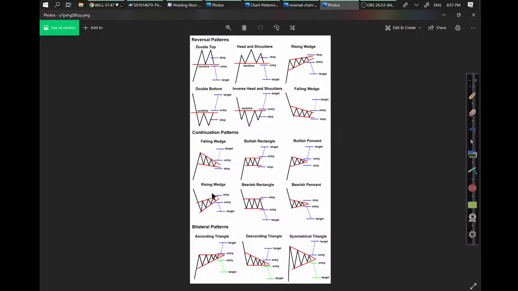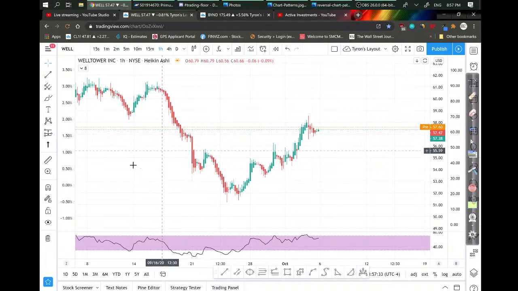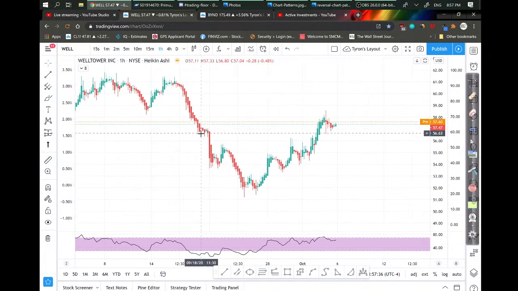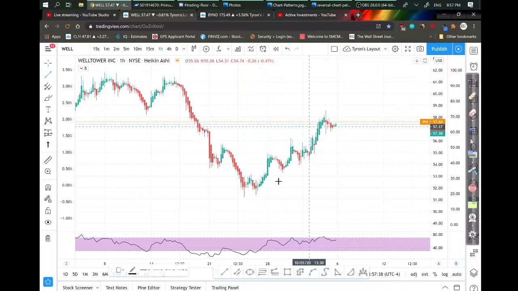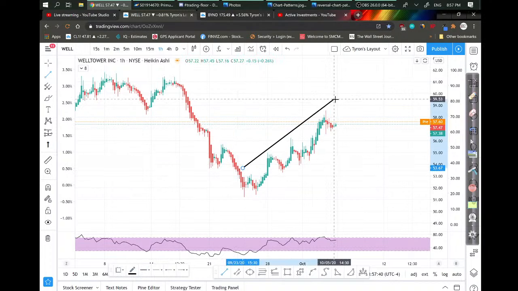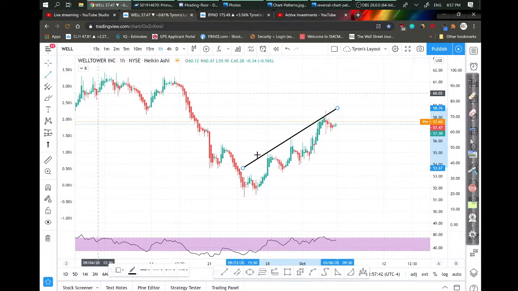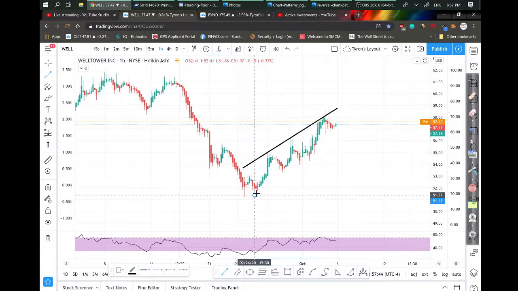So these are more of the same, rising wedge, ascending. Then the other one that I really like is symmetrical triangles, or ascending or descending triangles. Like for example here, you can see this is a cup and handle, and then there is also a little uptrend here. This is also a flag.